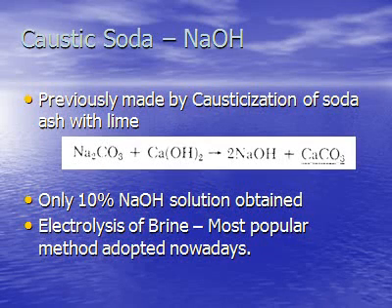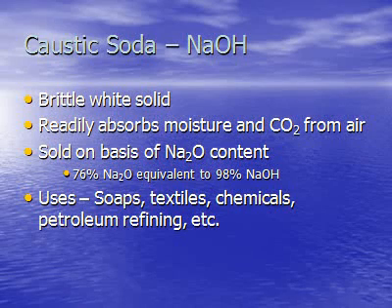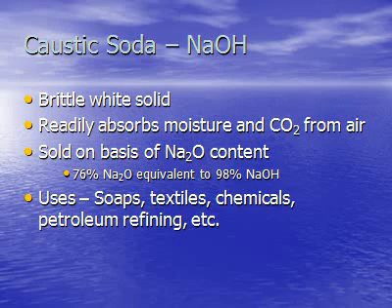Caustic soda is prepared by causticization of soda ash with lime. Only 10% sodium hydroxide solution is obtained by this process. Caustic soda is a brittle, white solid. It readily absorbs water and CO2 from air. Caustic soda is used in soap manufacturing, textile industries and petrochemical industries, etc.